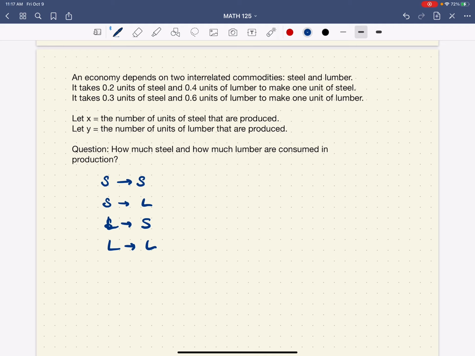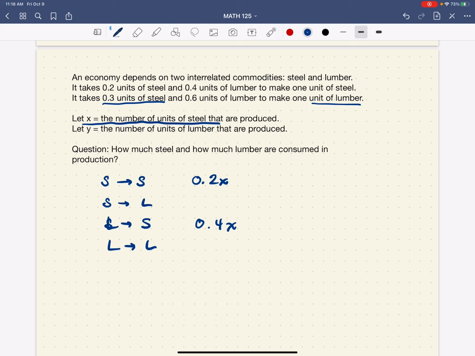So if X is the number of units of steel that are produced, where does it go? Okay, it takes 0.2 units of steel to make steel. So from steel to steel, it's 0.2X. And it takes 0.4 units of lumber to make steel. So lumber to steel would be 0.4X.